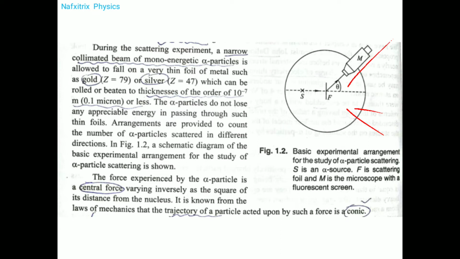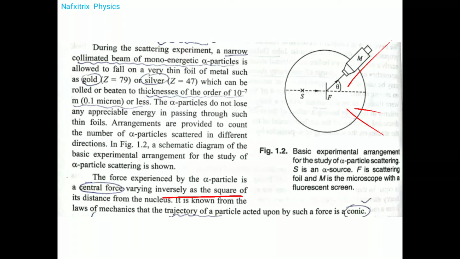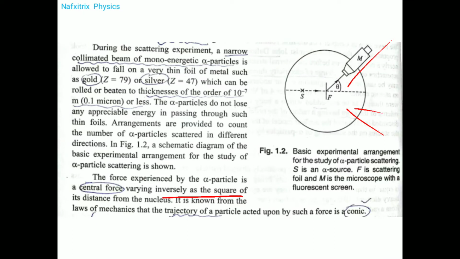The force experienced by the alpha particle is a central force varying inversely as the square of the distance. F equals k q1 q2 by r square. So electrostatic force is nothing but a central force. It is known from the laws of mechanics that the trajectory of a particle acted upon by such a force is a conic. When a central force acts on the body, its path would be a conic shape. It could be a parabola, hyperbola, or ellipse, depending on the initial energy.